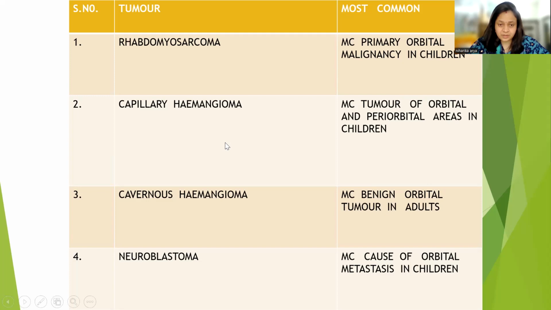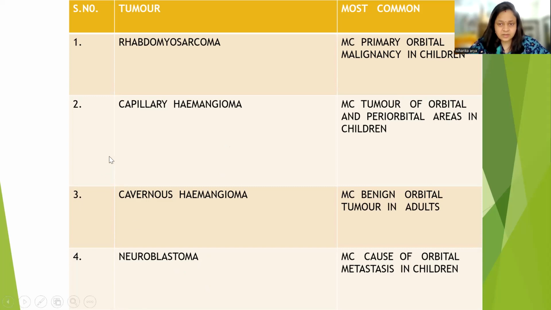Third is the cavernous hemangioma. It is the most common benign orbital tumor in adults. Fourth is the neuroblastoma, which is the most common cause of orbital metastasis in children. These are some of the tumors which I'm not taking in detail, but you have to learn them because they come in your MCQs.